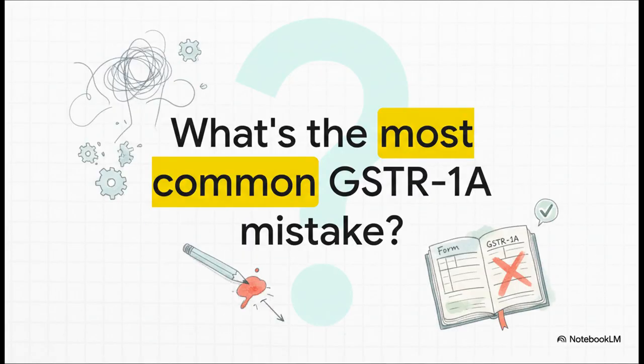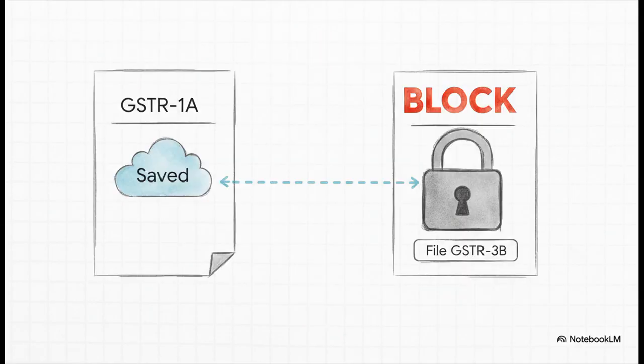Okay, after all those rules, let's talk about the single biggest, most common practical mistake that people make. It's a really simple action that can cause a major, major headache. So what is it? Here it is. The most common pitfall is this. You open GSTR-1A, you type in all your corrections, and you hit save, but you forget to actually file it. Later, when you go to file your GSTR-3B, the system will block you. It sees that saved data and it basically says, nope, you can't proceed until you deal with this GSTR-1A.